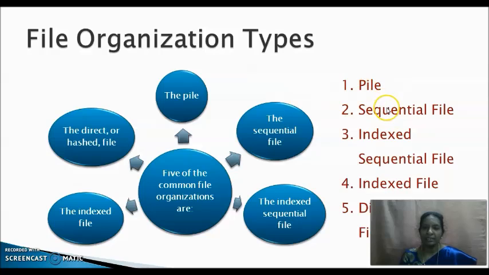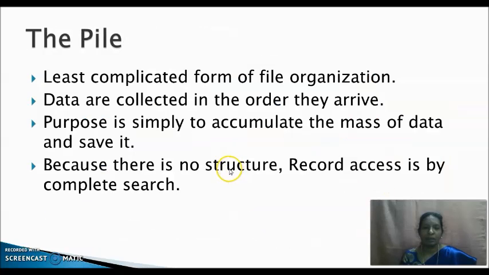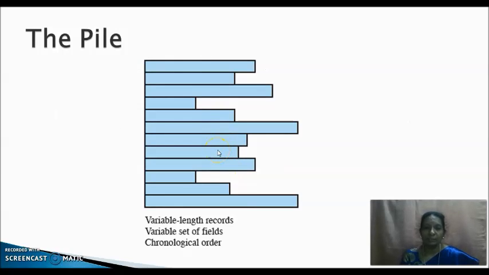First one is file, second one is sequential, third one is index sequential, fourth one is indexed, and the fifth one is direct or hashed file. First, let's see file. Look at this picture. Here, every record is arranged one after the other, and it is of variable length, with a variable set of fields, in chronological order.